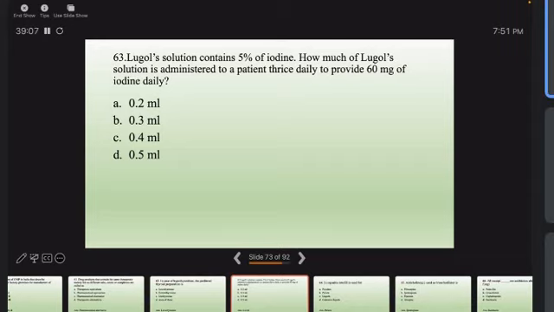0.3 ml. Can you tell me how you got 0.3 ml? 5% solution, so 5 gram in 100 ml. Correct. So 5 divided by 100 into 60, and grams to mg, multiplied by 1000. Correct. But we are giving it thrice daily, did you miss that? We give it 3 times. So what happens then?